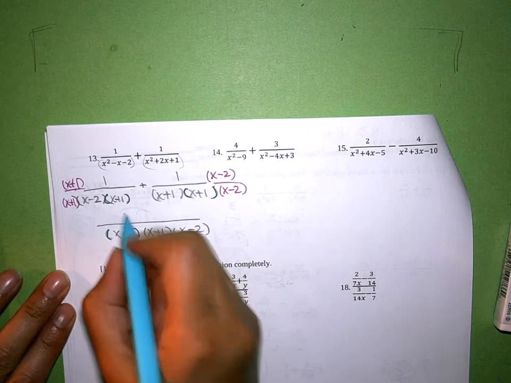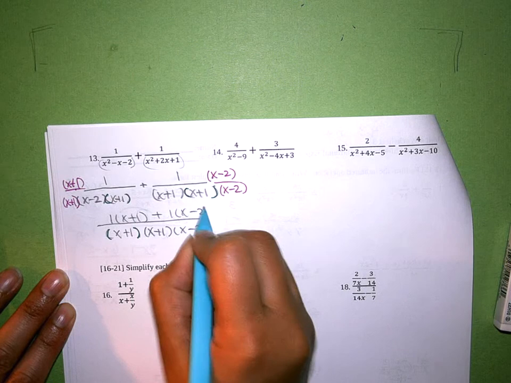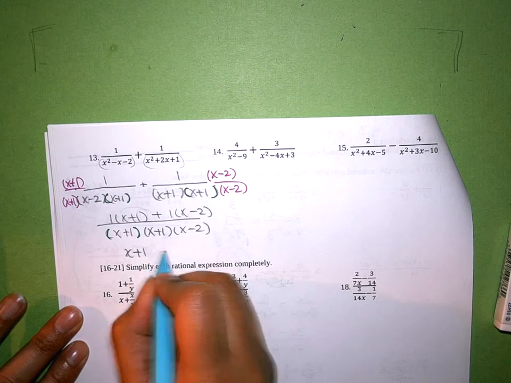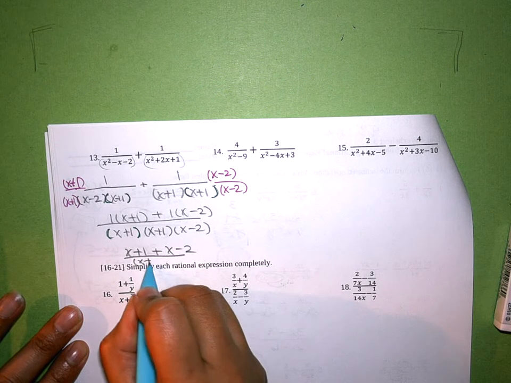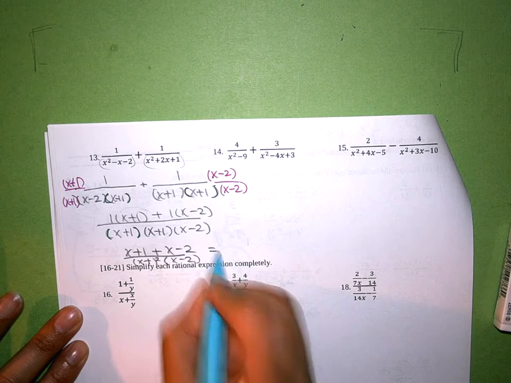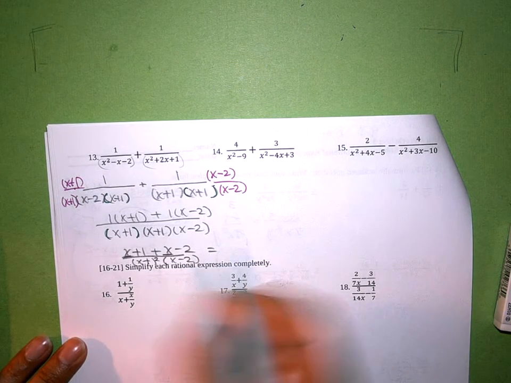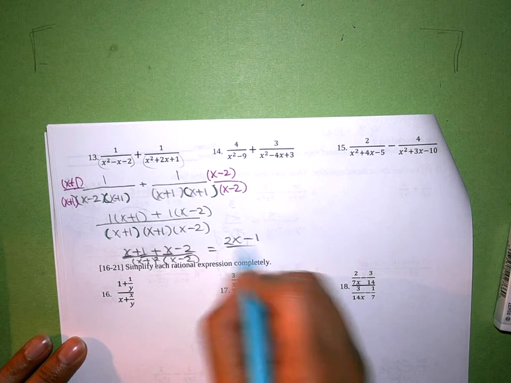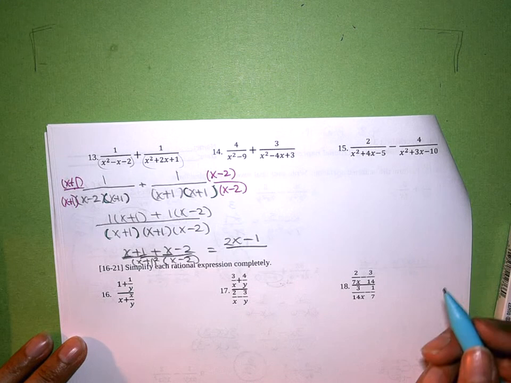So now I have 1 times x plus 1 plus 1 times x minus 2. There's no negative to distribute there, just the positive 1. X plus 1 plus x minus 2 all over x plus 1 squared, because there's two of them, and x minus 2. Okay, I'm going to combine my like terms. X and x are 2x. 1 and negative 2 is negative 1 over, that was kind of hard to read, but that's an x plus 1 squared because there's two of them.